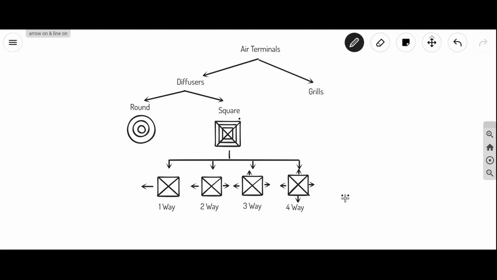So most commonly in one way, two way, three way, and four way, we use two way and four way. So two way we use in applications like corridors where the length is very long and width is very small. In every regular application we use four way. Grills are in rectangular or linear shape.